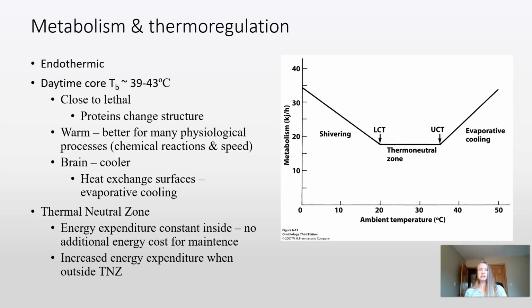under warmer conditions. However, it's important to not overheat the brain. So the brain temperature tends to be cooler than the normal body temperature. And this is accomplished by heat exchange surfaces and evaporative cooling in the head. We kind of skipped over an anatomy. There were the nasal conchae. So there's a lot of spaces in the airway that allows for exchange, evaporative cooling, and to cool the blood before it goes up to the brain.